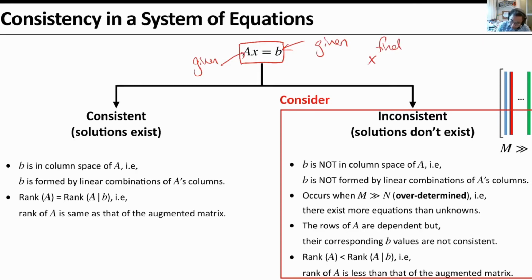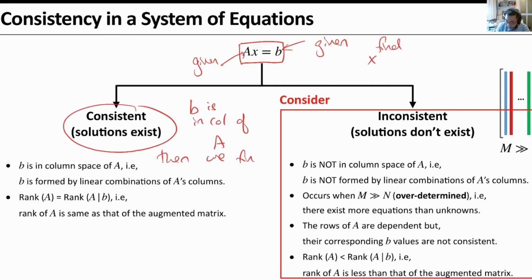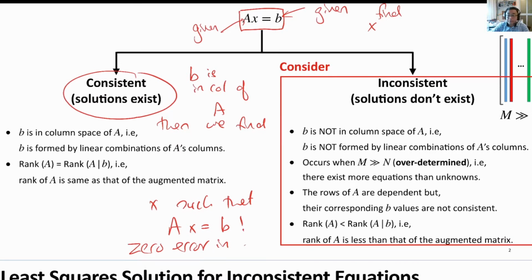In the last lecture, we talked about consistent equations, where if b is in the column space of A, then we can find x such that Ax will be equal to b, and therefore there is zero error in approximating b using Ax.